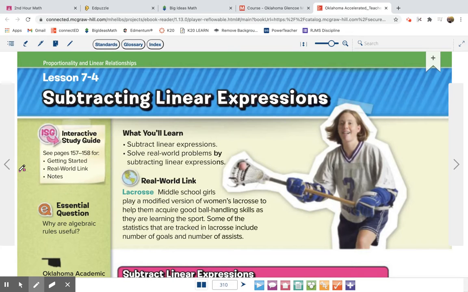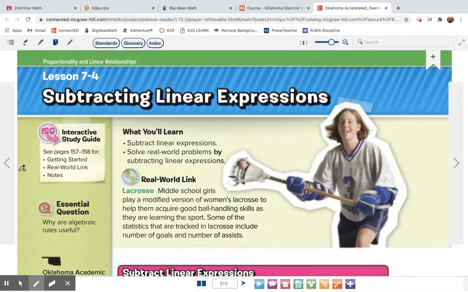Okay, this is lesson 7-4, subtracting linear expressions. So we just looked at adding linear expressions, and this one's very similar. Just like with subtracting positive and negative numbers, we're going to have to use our keep, change, change, which is the rule we use when subtracting. So we're going to be using that for these expressions.